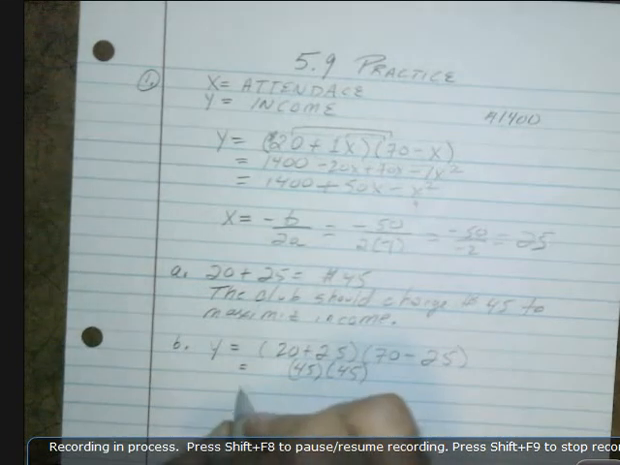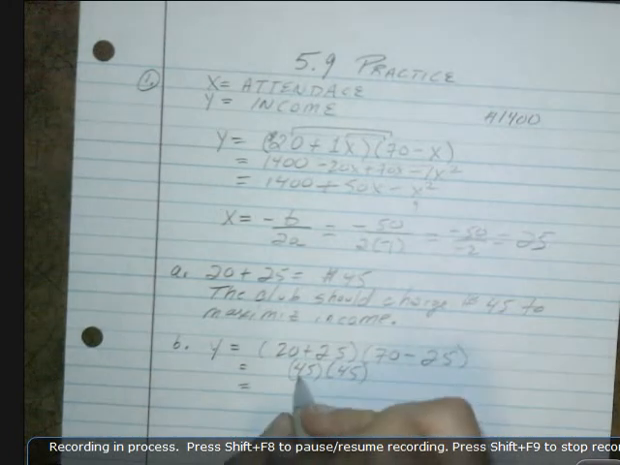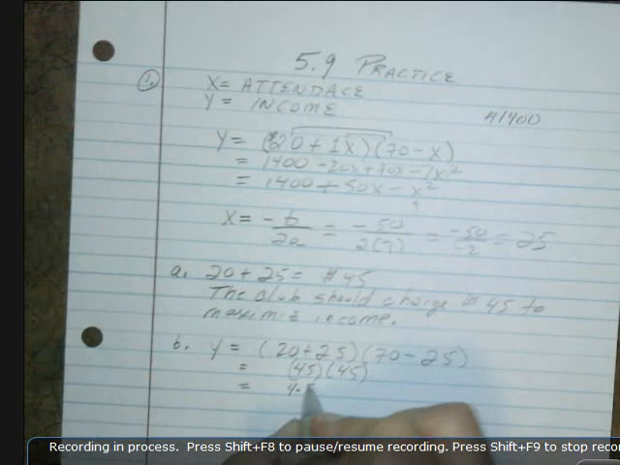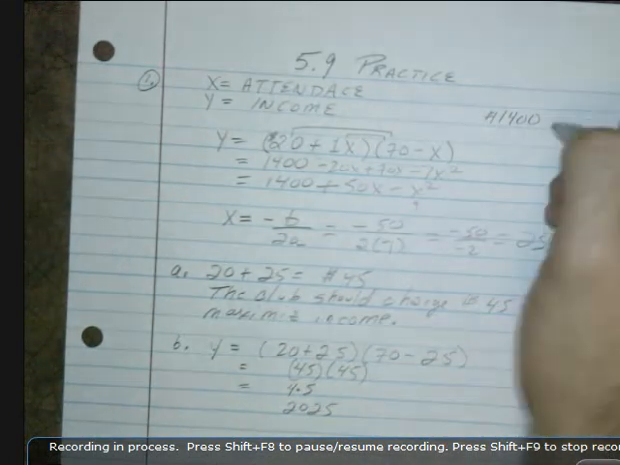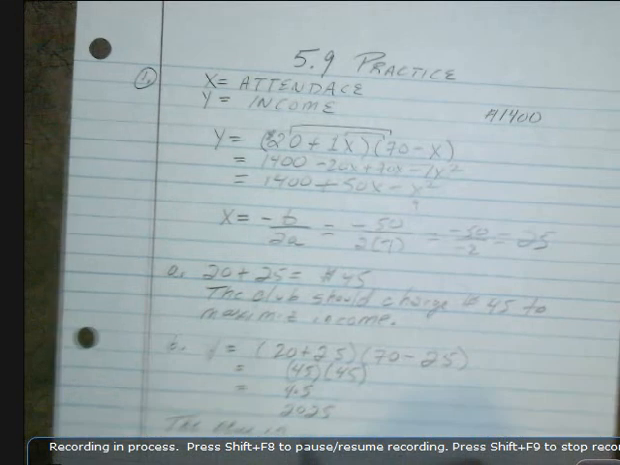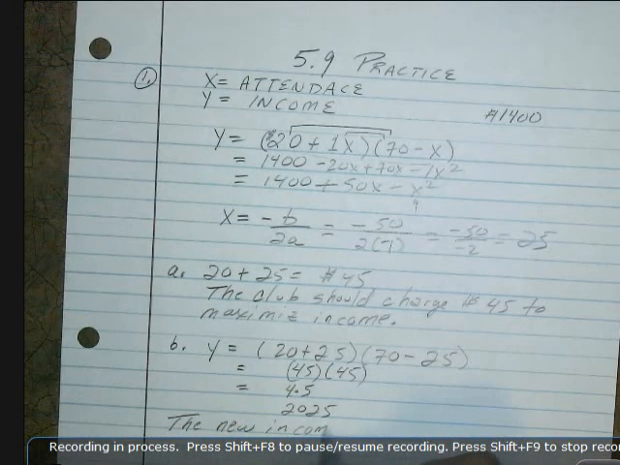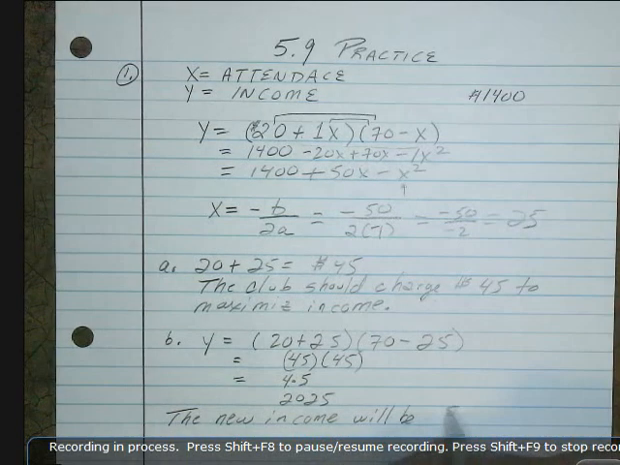Neat little trick, if you didn't know: whenever you're squaring a number that ends in 5, I take my first digit, which is 4, multiplied by the next digit after 4, which is 5, and then take a 25 on the end. So 4 times 5 is 20, then 25. So 45 times 45 is 2,025, which is still quite a bit more. That's over 600 bucks more than it was the previous year. So the new income will be $2,025.